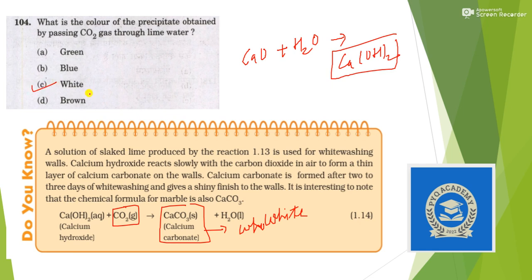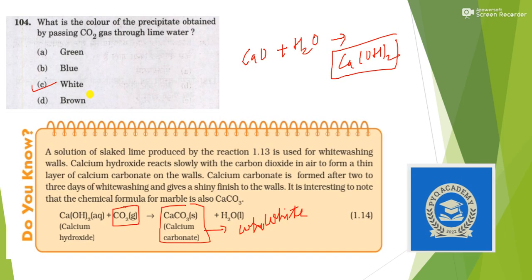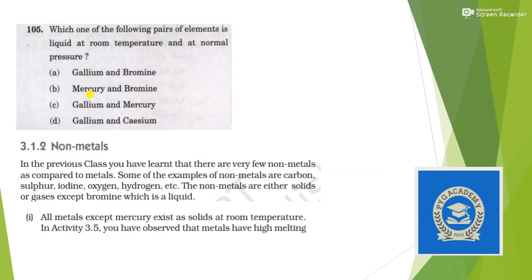Let's move to the next question. So this was also a question directly from the chapter, I think, chemical reactions. Which one of the following pairs of elements is liquid at room temperature, at normal pressure? So this is a question directly from the chapter metals and non-metals. I think this is chapter 3 in class 10. So go through this. Each and every line is very important.